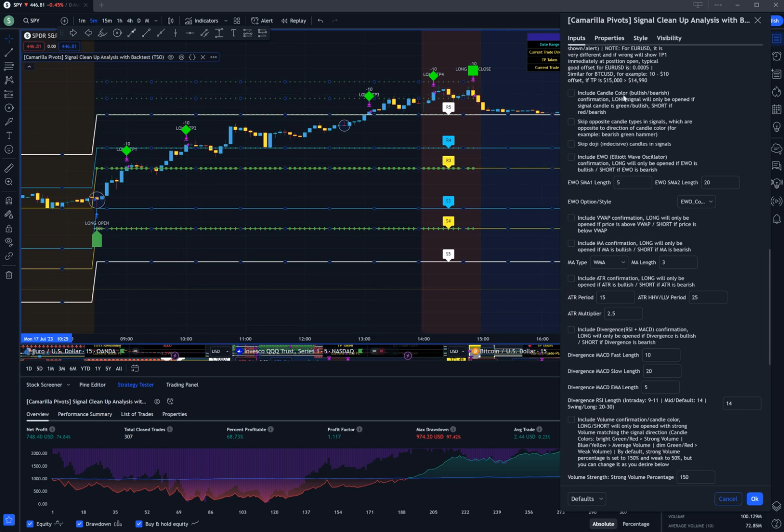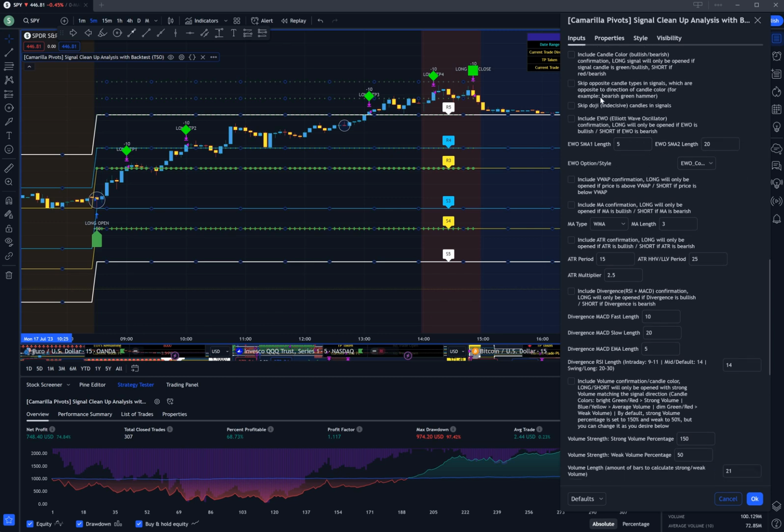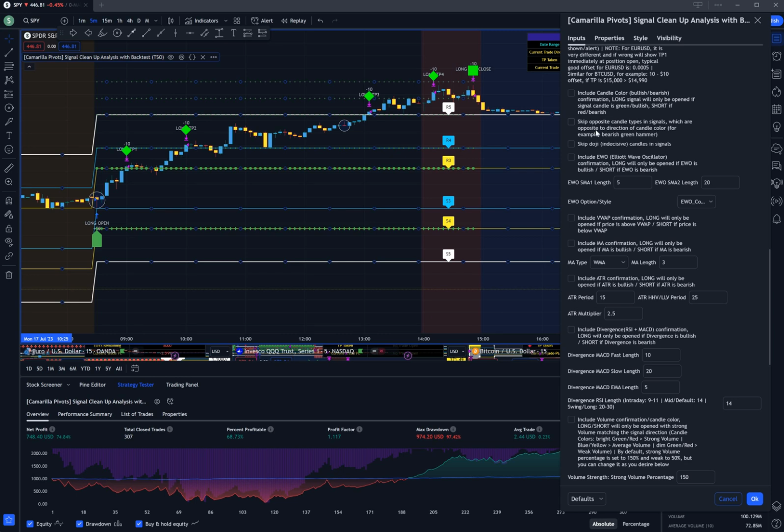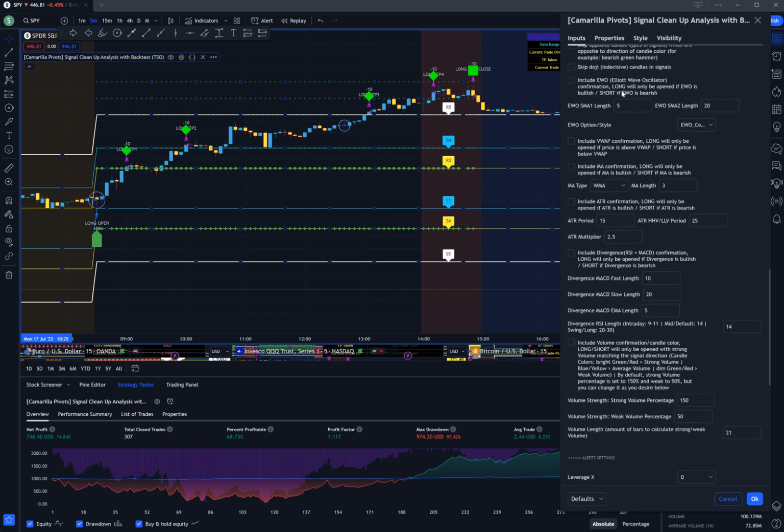So here's your candle analysis, which is best used for intraday, for shorter trades really. If it's a swing or long trade, this really doesn't matter. Next is oscillators, VWAP, moving averages, ATR, MACD, RSI, all of these pretty cool tools and features with which you can filter out bad signals.